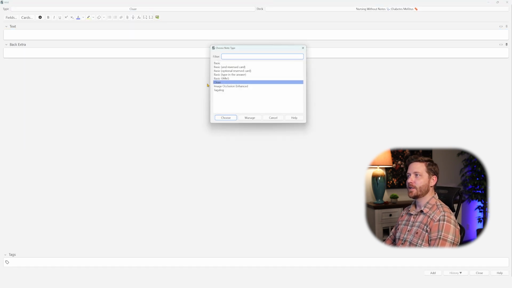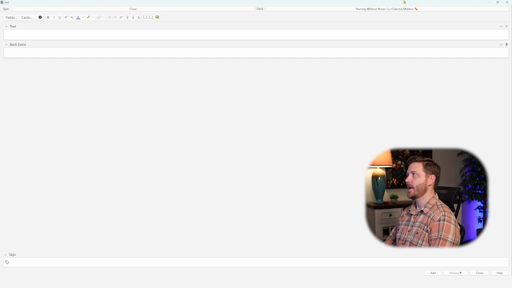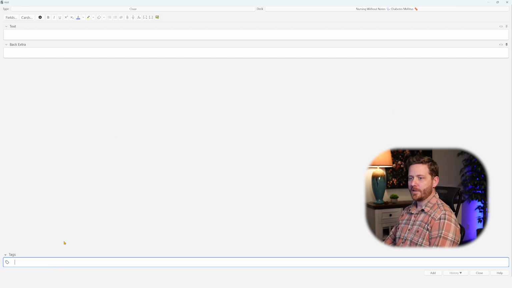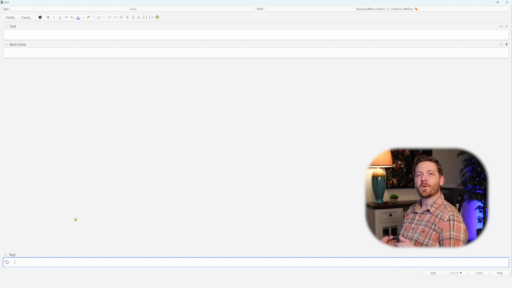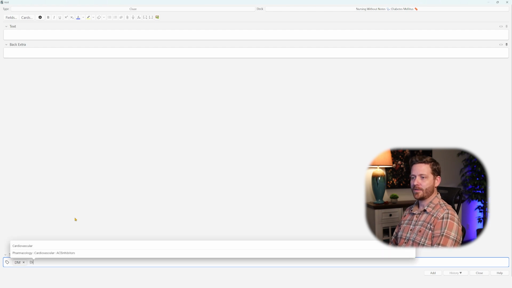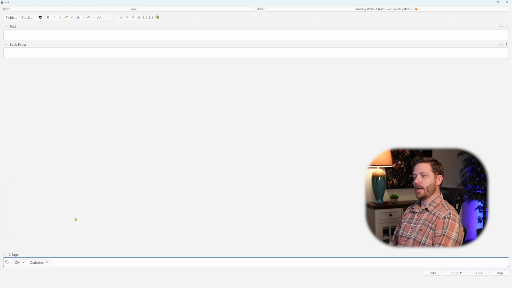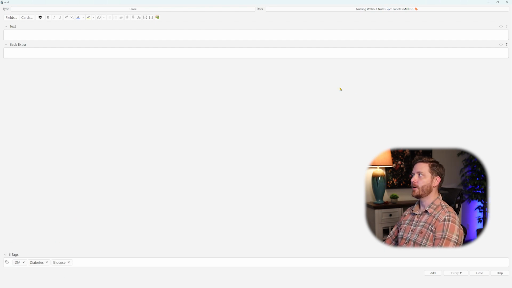And we're going to use the cloze deletion today. And we are in the diabetes mellitus deck. And before we get started, let's go ahead and add our tags in. That way we'll be able to search for these specific cards if we ever want to make a custom study session in the future. So I'm going to denote diabetes mellitus as DM, add that tag, we'll do diabetes, and we'll just do glucose for fun. Now that will leave us with 3 tags for our cards here.